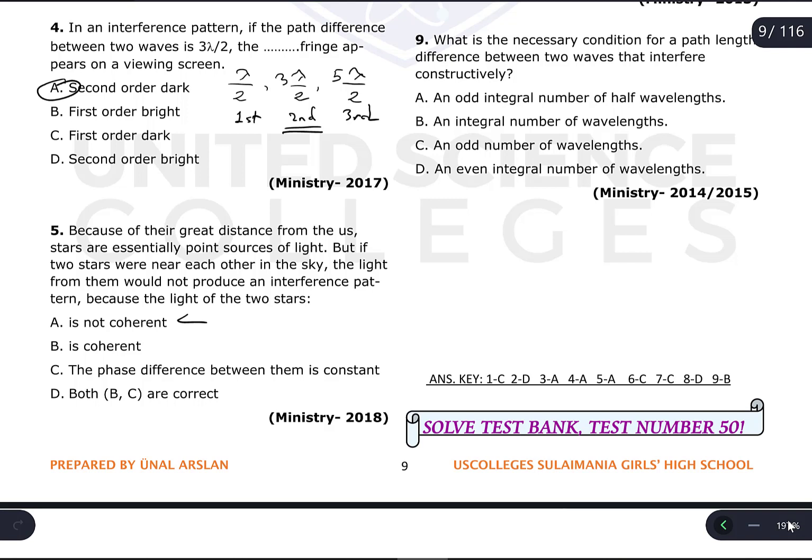Coherent is incorrect, because if it is coherent, you should observe an interference pattern. The phase difference between them is constant. This is also the definition of being coherent, so this is not correct. So the only correct answer in here is: would not produce interference because the light of the two stars is not coherent. So A is the correct answer.